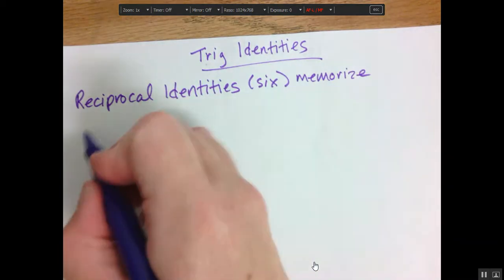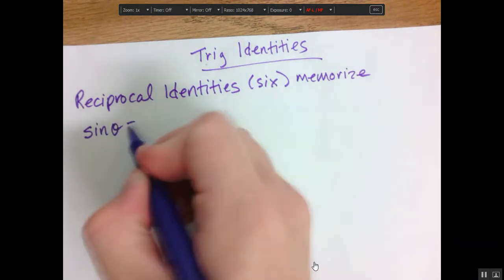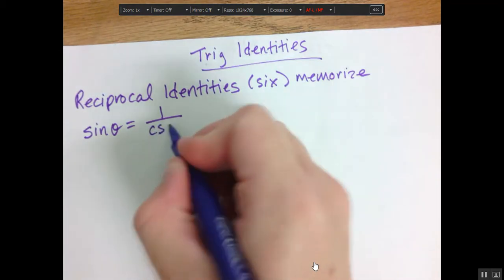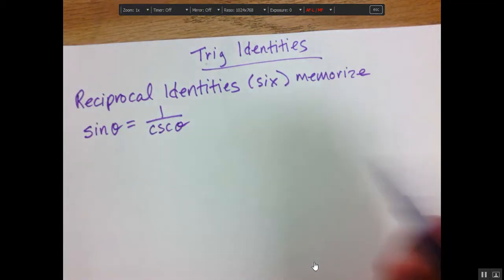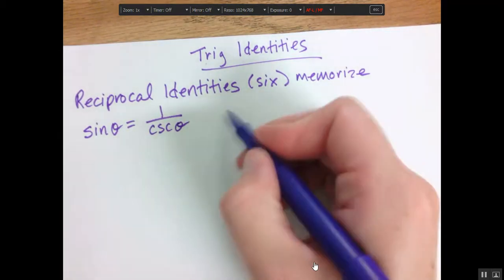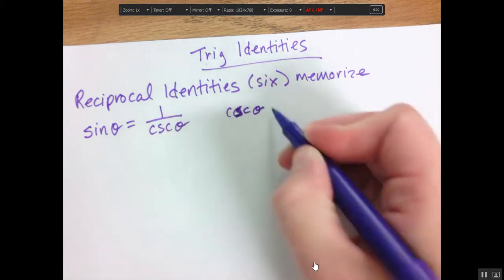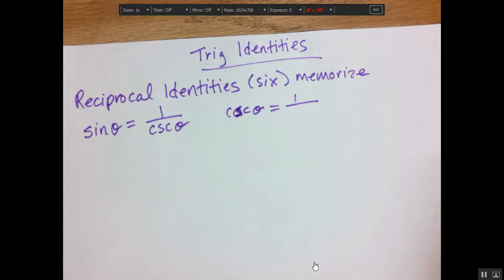So that would be like sine of theta is equal to 1 over what? 1 over cosecant. Cosecant, beautiful. It's 1 over cosecant theta. Okay? And then that, of course, means that cosecant theta is equal to 1 over what? That's right.